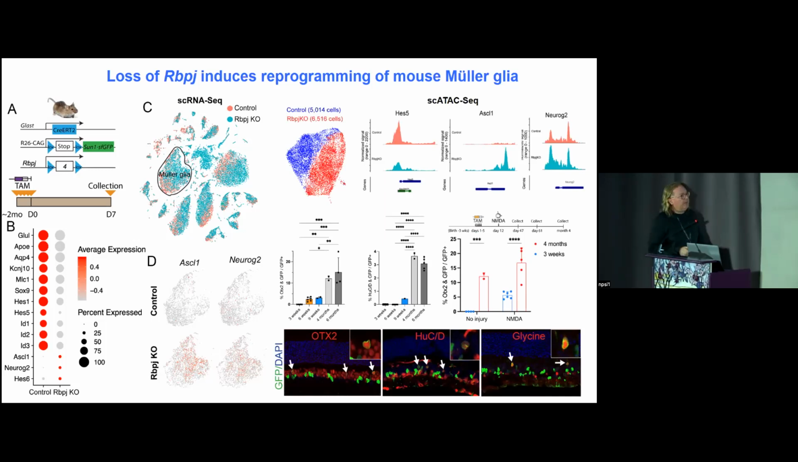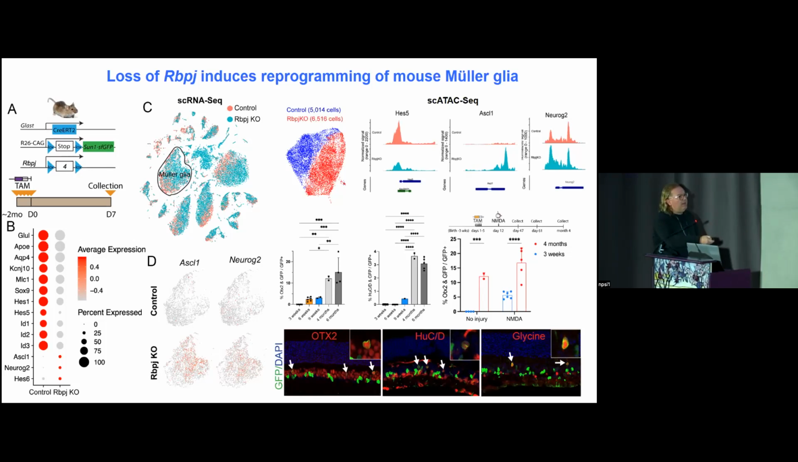So what happens to these cells? Do RBPJ-deficient glia make neurons? They do, and they actually do so in the absence of injury. At 3 weeks in an uninjured retina, we don't see any neurons, but starting at 5 weeks and then rising through to about 4 months, we see a considerable number of glia-derived neurons. About 12% of the Müller glia give rise to OTX2-positive bipolars. About 3% give rise to HuC/D-positive amacrine cells.